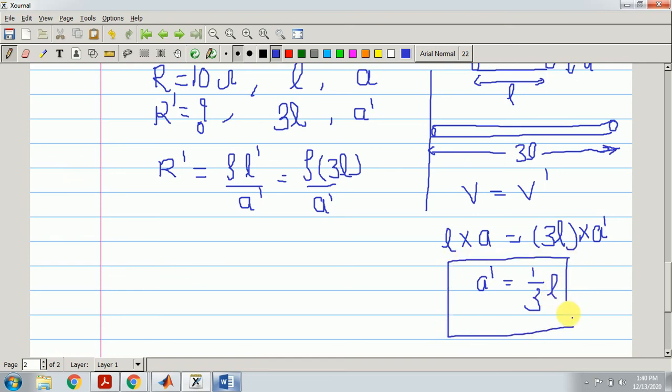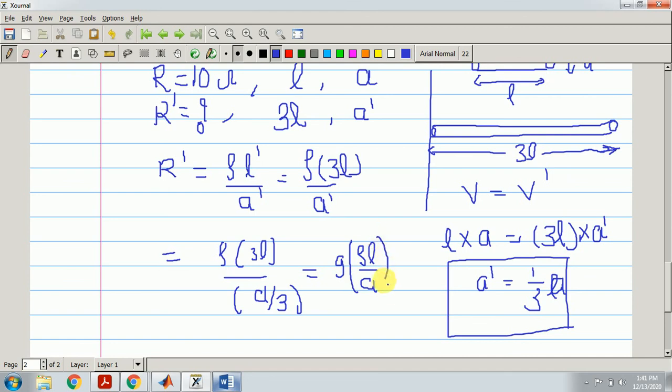When I substitute these values in this equation, my modified value of resistance will become rho into 3L upon area, which is A divided by 3. So this gives me a final formula, 9 times rho L upon A. This rho L upon A is nothing but the previous resistor value, and that is 10 ohm, right? So 9 into 10 gives me 90 ohm. So this is how you have to find the modified value of resistance.